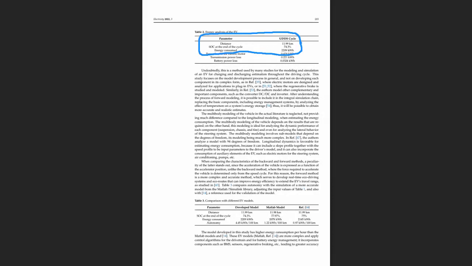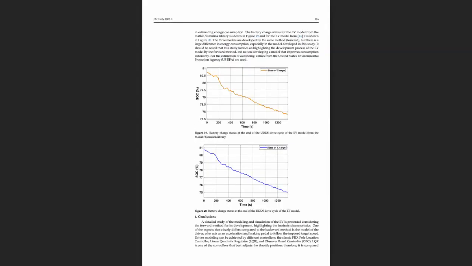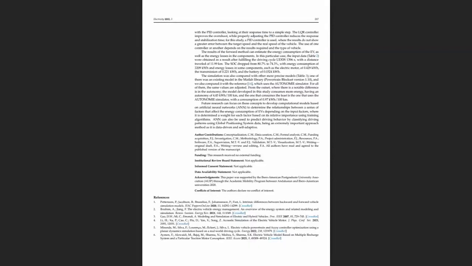Minimum four figures for results, and one more table like this one. Also, maybe you can compare with a different EV model. For example, you can compare it with this paper. I will upload it. Also state of charge, etc. Okay.